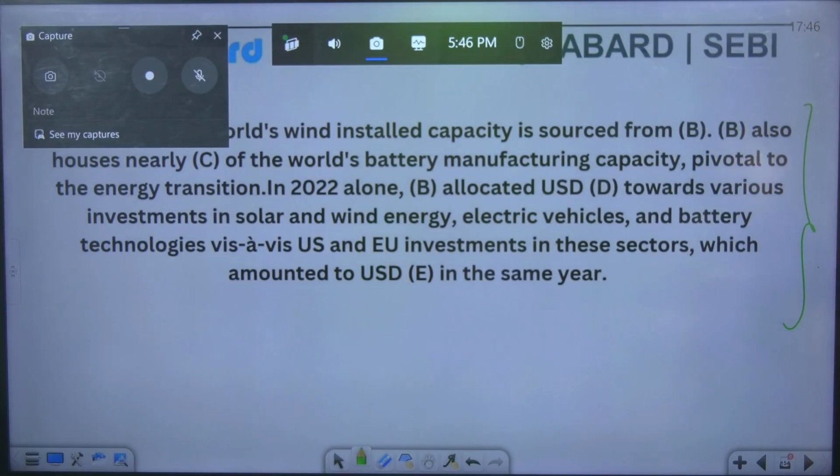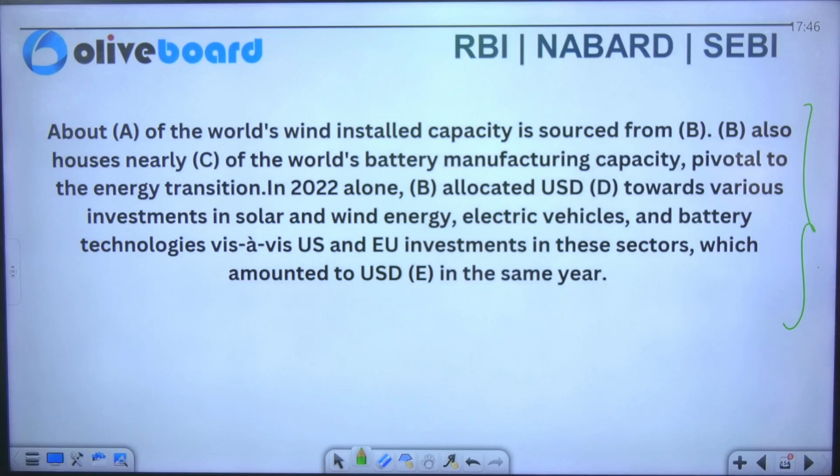about A of the world's wind installed capacity is sourced from B. B also houses nearly C of the world's battery manufacturing capacity, pivotal to the energy transition. In 2022 alone, B allocated USD D towards various investments in solar and wind energy, electric vehicles and battery technologies vis-a-vis US and EU investment in these sectors, which amount to USD E in the same year.